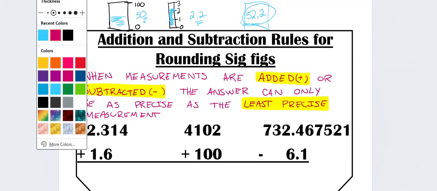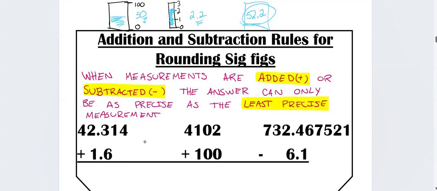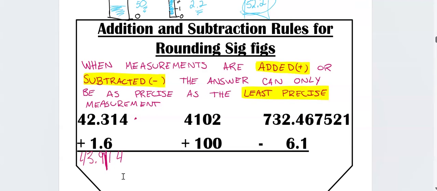So if I look here at the first problem, my calculator tells me that when I add these two things together, I get 43.914. This measurement, the first one here, was recorded to the thousandths place. The next one was only recorded to the tenths place. And because the second one is less precise, our answer is going to be cut off at that same place. So I have to cut my answer off right between the tenths and the hundredths place. So my final rounded answer would need to be 43.9.